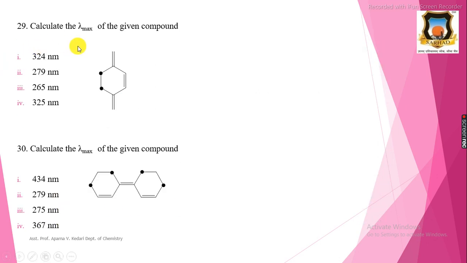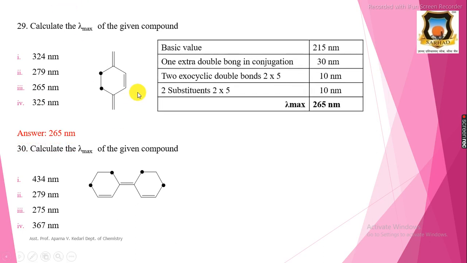Then next, calculate the lambda max of the given compound. This is the compound, and here I have already given these substituents. The first option is 324 nanometer, second option is 270 nanometer, 265 nanometer, and 325 nanometer. And the correct answer is 265 nanometer. Here, this is a diene system. We can consider this diene or this diene. Then the basic value is 215 nanometer.